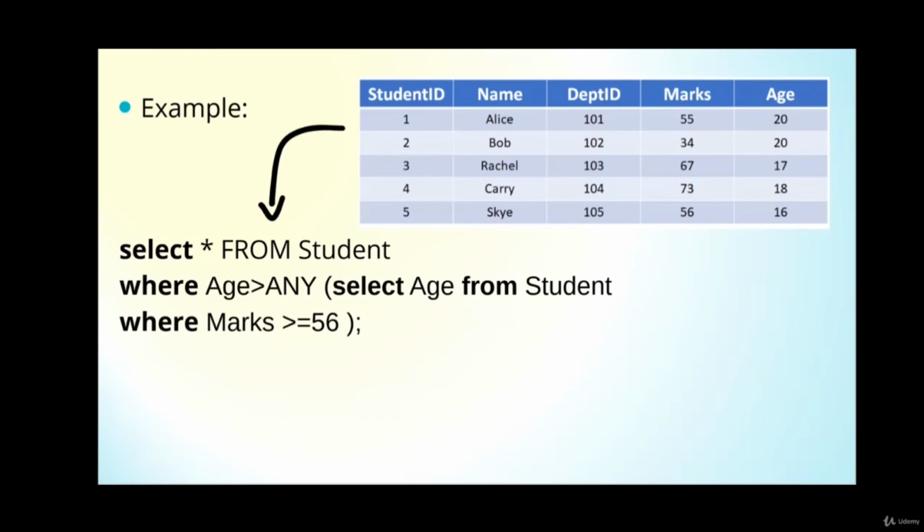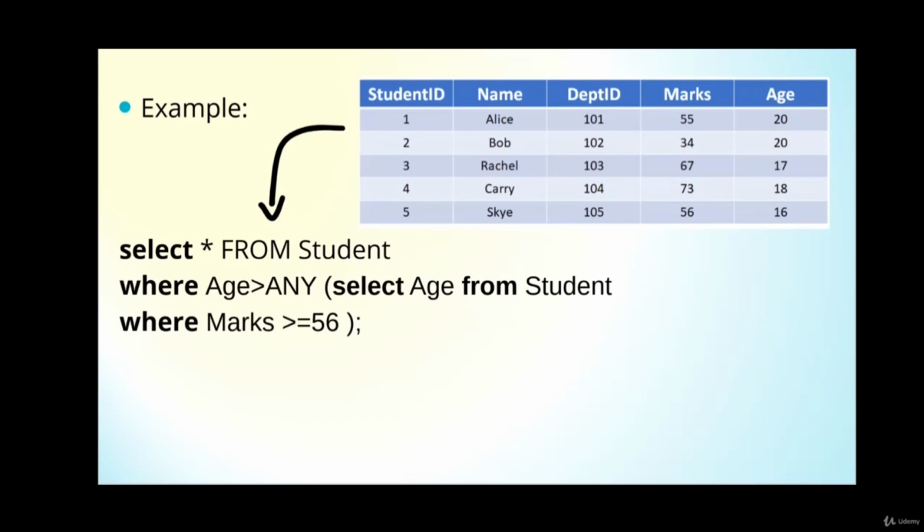So in the ALL operator, we used to compare with the maximum value. And now in the ANY operator, we are going to compare with the minimum value. So the query is the same as it was in ALL, but over here in ANY, we just have to compare with the minimum value. So who has the minimum age among Rachel, Carrie and Sky? Sky, he has age 16.